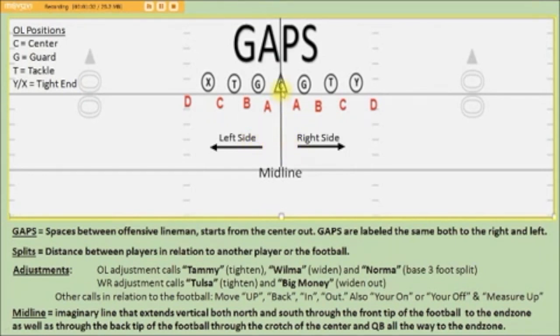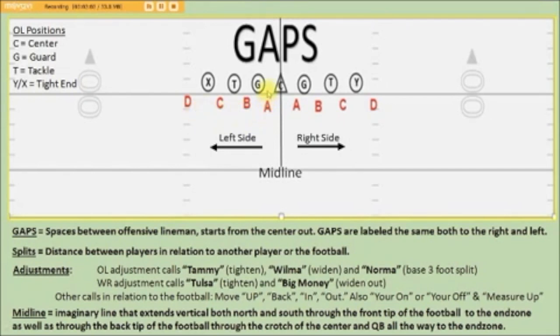Starting from the center and working to the right, the space between the center and the guard is known as the A gap. The space between the right guard and the right tackle is known as the B gap. The space between the right tackle and tight end is known as the C, and then outside of the tight end we call it the D gap, or the perimeter. If you understood that, it works the same way on the left. You got A gap, B gap, C gap, and D gap.